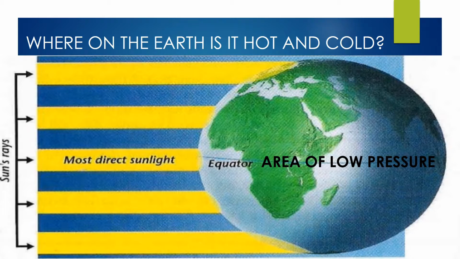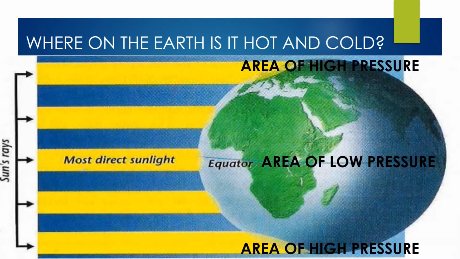And then where else on the Earth? If we're talking about the cold air, now we get into areas of high pressure, because high is usually colder air. There are more molecules in that location. And there are two areas on the Earth that are generally cold, and that would be the poles. So the North and South Pole are generally areas throughout the year that are much colder.